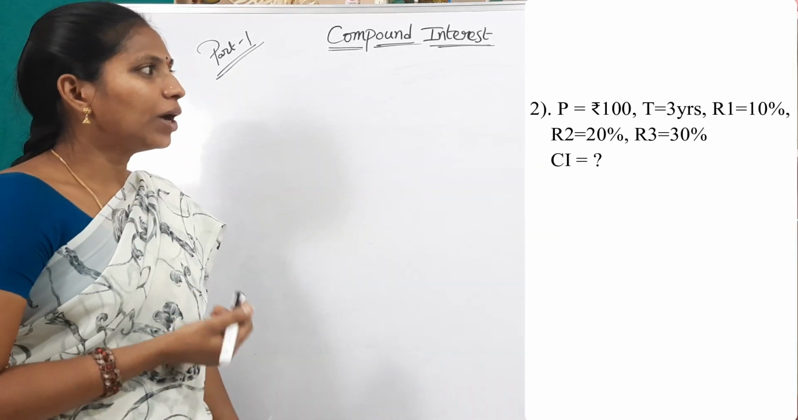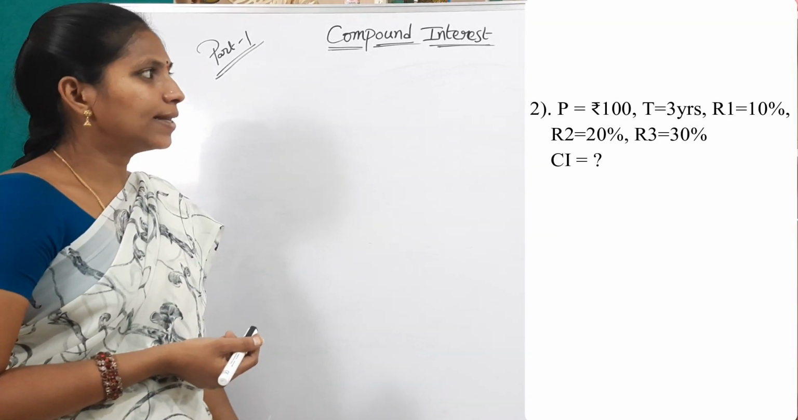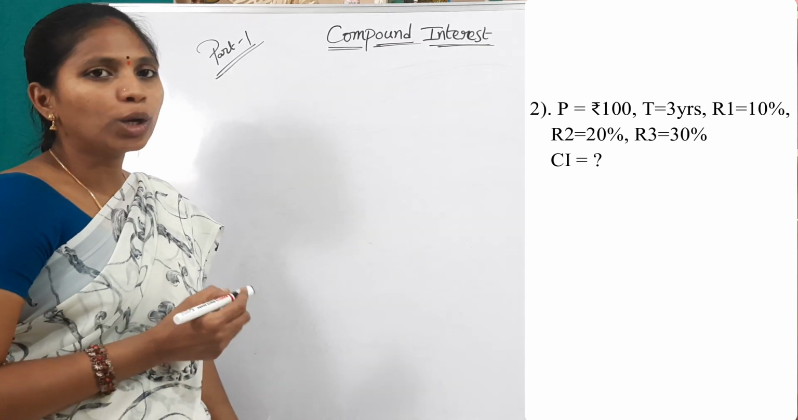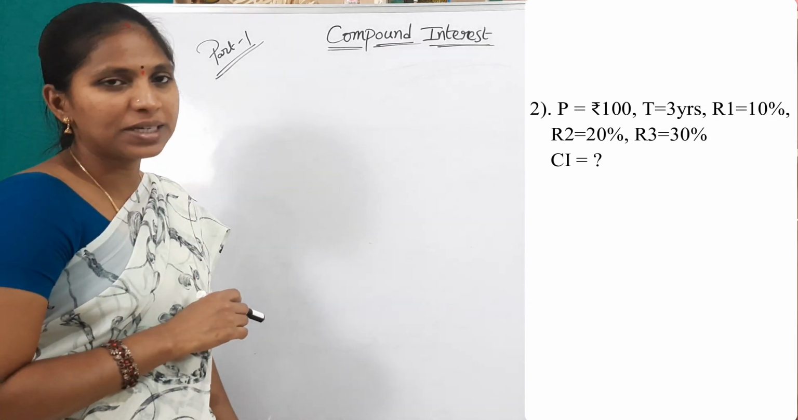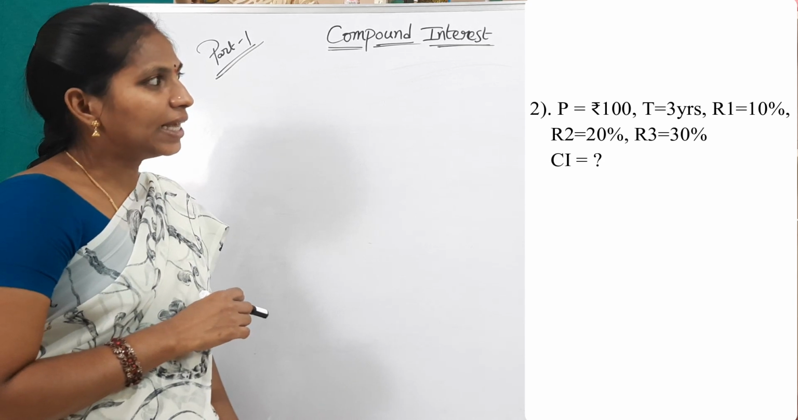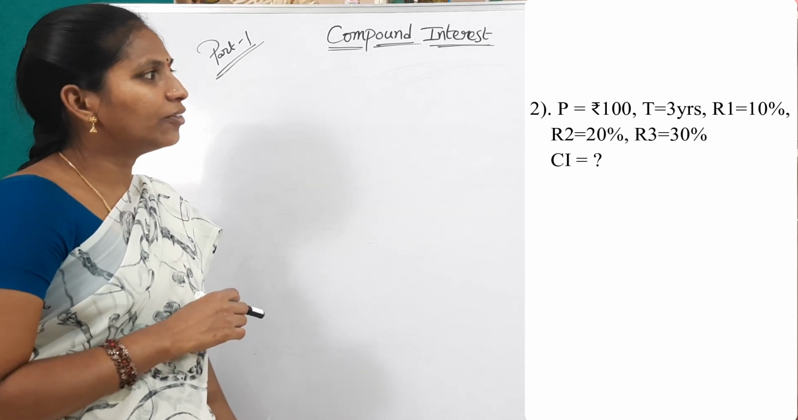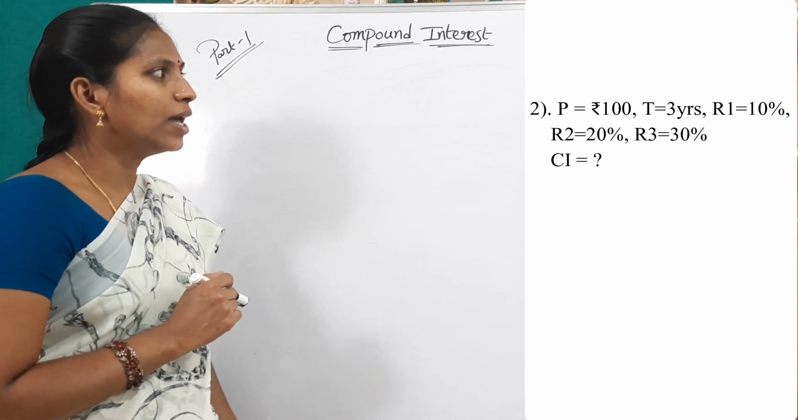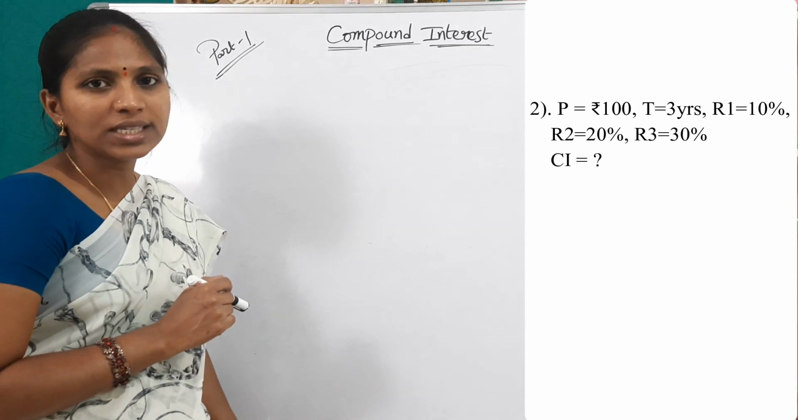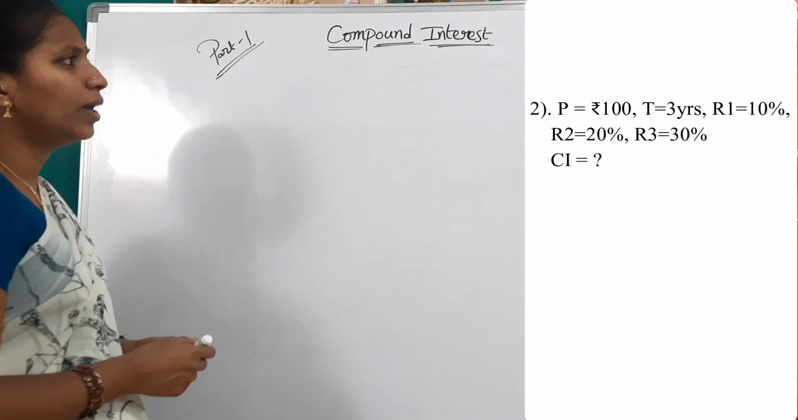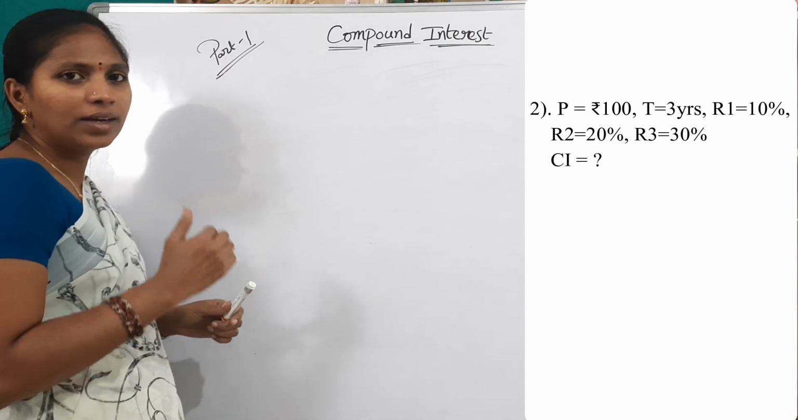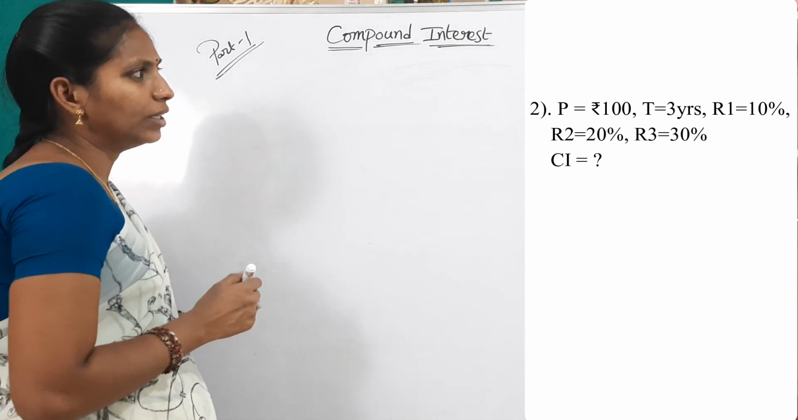See, principal equal to 100 rupees and T is 3 years. R1, rate of interest for the first year, is 10 percentage. R2 for second year is 20 percentage and for third year is 30 percentage. Then finally find out what is the compound interest. Here see, rate of interests are different each and every year.